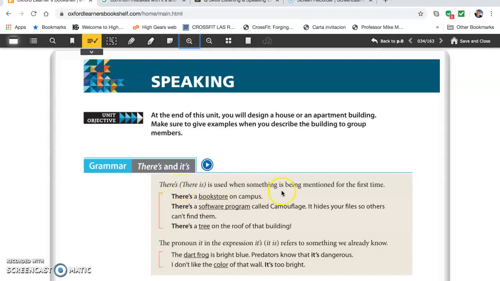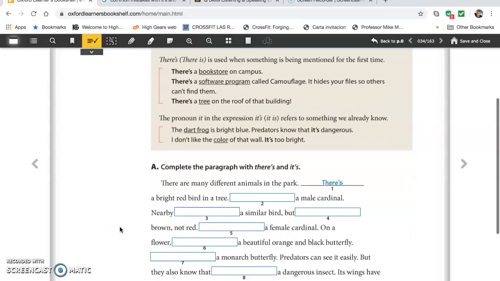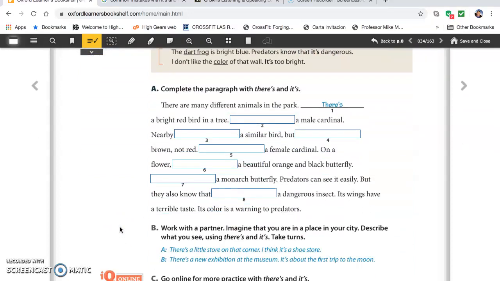There is used when something is being mentioned for the first time. And the pronoun it in the expression it refers to something we already know. So what we're going to do now is practice with this. I would like you to pause the video and complete the paragraph with theirs and its. Let's have a look at one example.